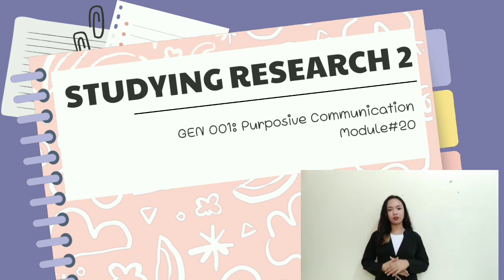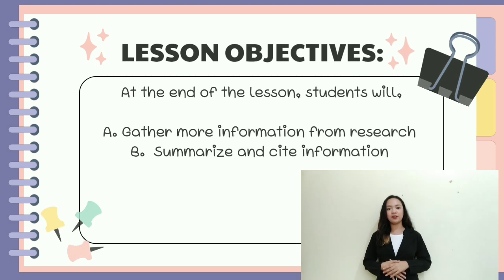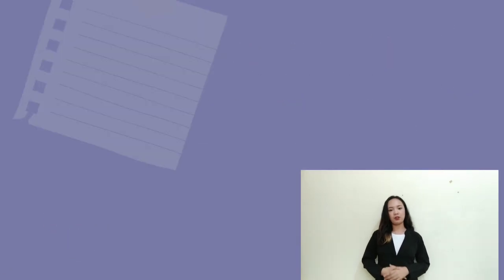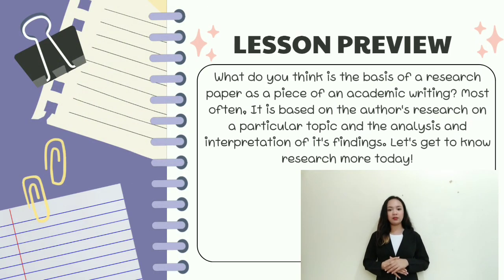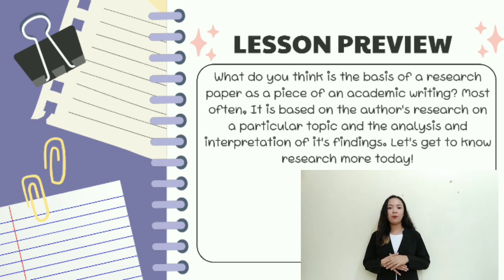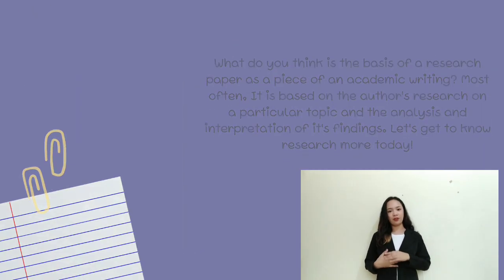About studying Research 2. At the end of the lesson, students will gather more information from the research, summarize and cite information. What do you think is the basis of a research paper as a piece of academic writing? Most often, it is based on the author's research on a particular topic and the analysis and interpretation of its findings. Let's get to know research more today.